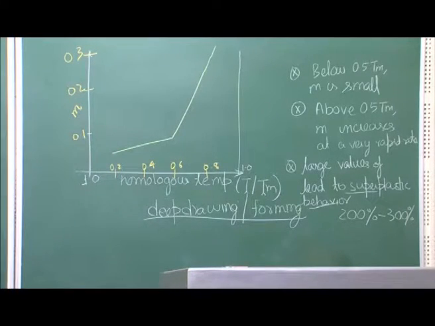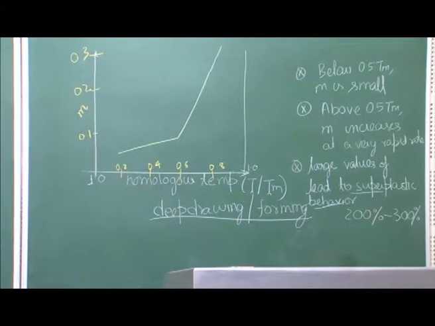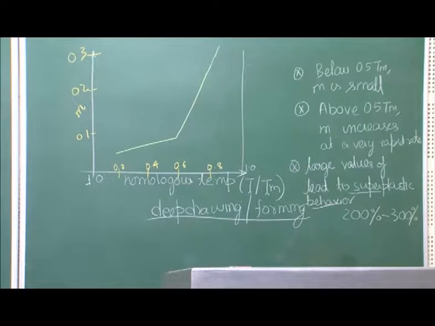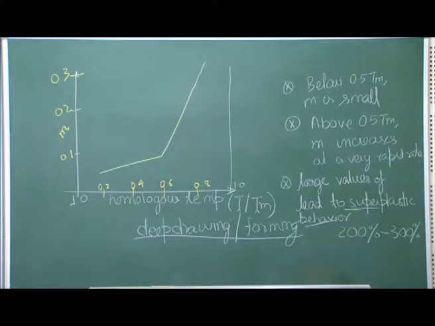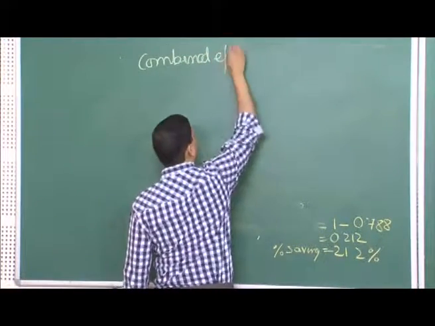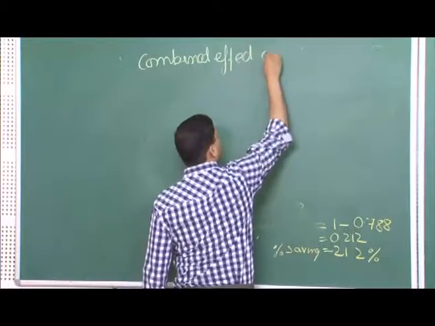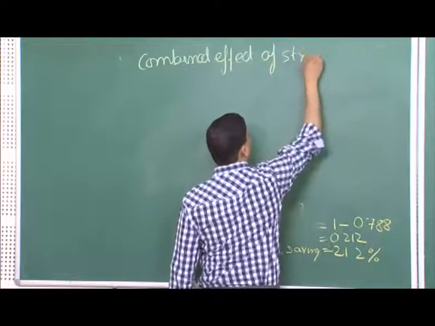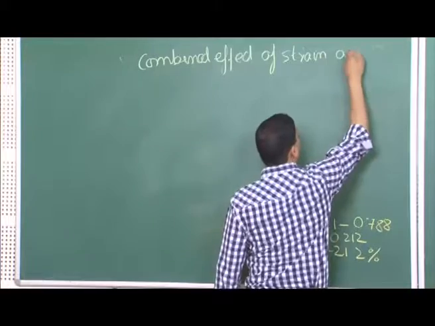Now, at this point we have seen both the effect of strain and strain rate. Now, let us say we are changing not only the strain, but also the strain rate. In that case, what will be the form of the equation? So, let us get to a mode where we have combined the effect of strain and strain rate.